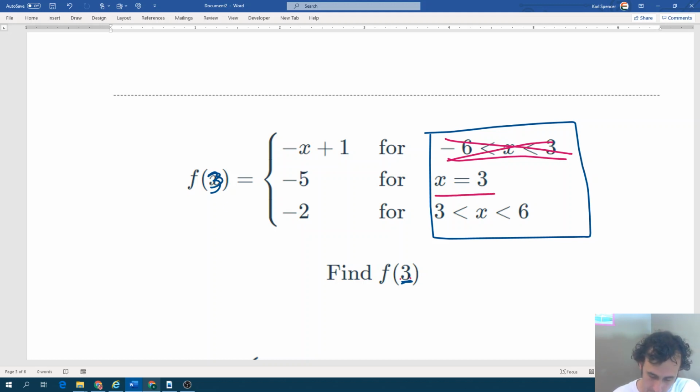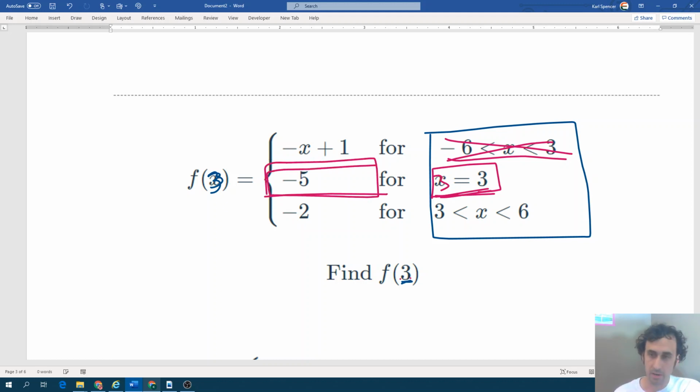How about the second one? Is positive 3 equal to 3? Well, it is. That is true. When 3 equals 3, that's a true statement. So this is the equation I'm going to use. And for this problem, it has no x's in it, so my answer is just going to be -5.